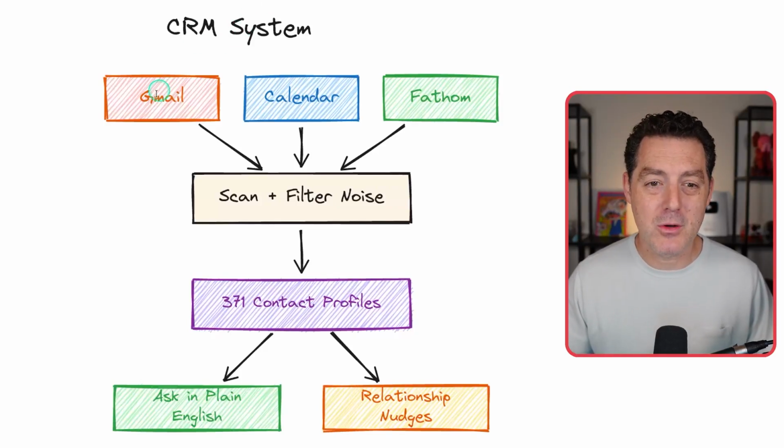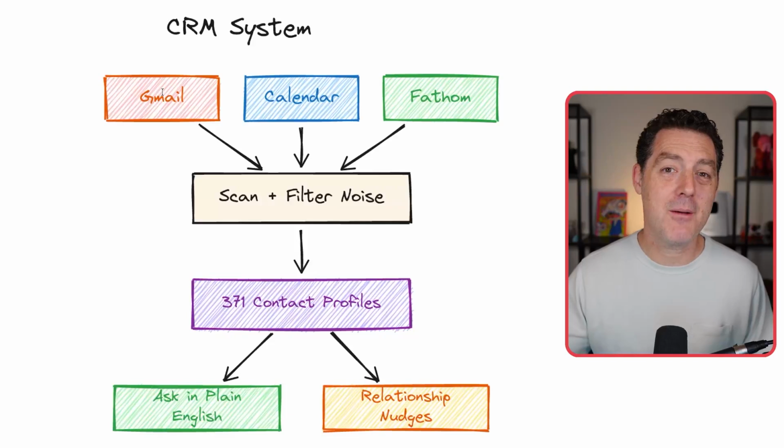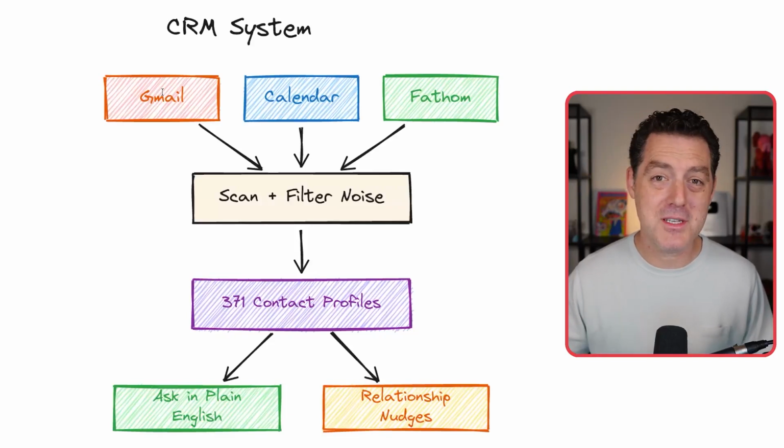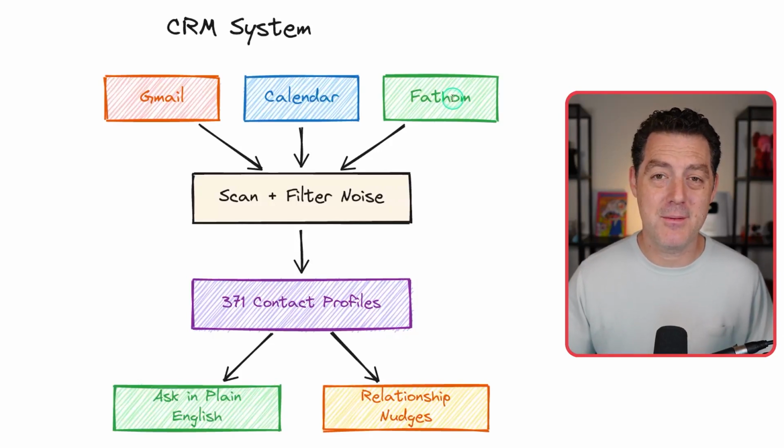So this is how my CRM works. It ingests from multiple sources. It ingests from Gmail. And I know a lot of you are probably thinking, oh, that's a huge security risk. I'm going to talk about how I have hardened all security, including from prompt injection later. Nothing is perfect, but I think I'm doing a pretty good job. It ingests my calendar and it ingests Fathom. Fathom is an AI note taker that joins all my meetings and transcribes all of the notes for me.